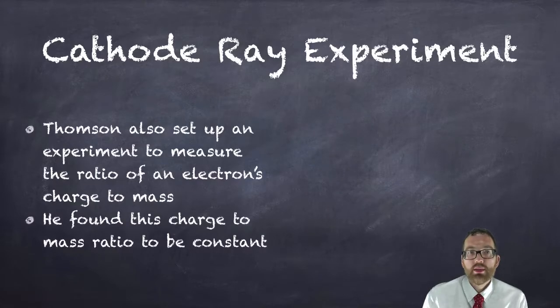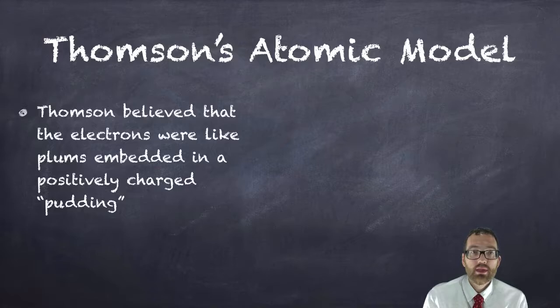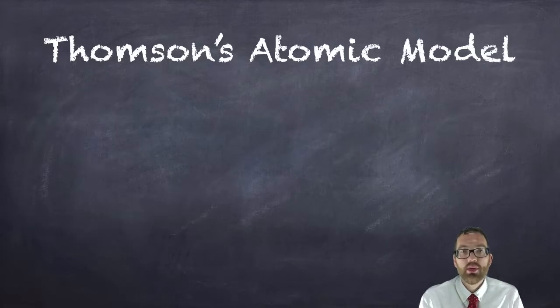So he also set up an experiment to measure the ratio of an electron's charge to its mass. And he found this charge to mass ratio to be constant. He didn't quite know what that meant at the time, but we'll see how it becomes important later. So because of this, Thomson said he thought he was ready to come up with an atomic model of what an atom actually looked like. So he believed that the electrons were like plums embedded in a positively charged pudding. So we call his model the plum pudding model.